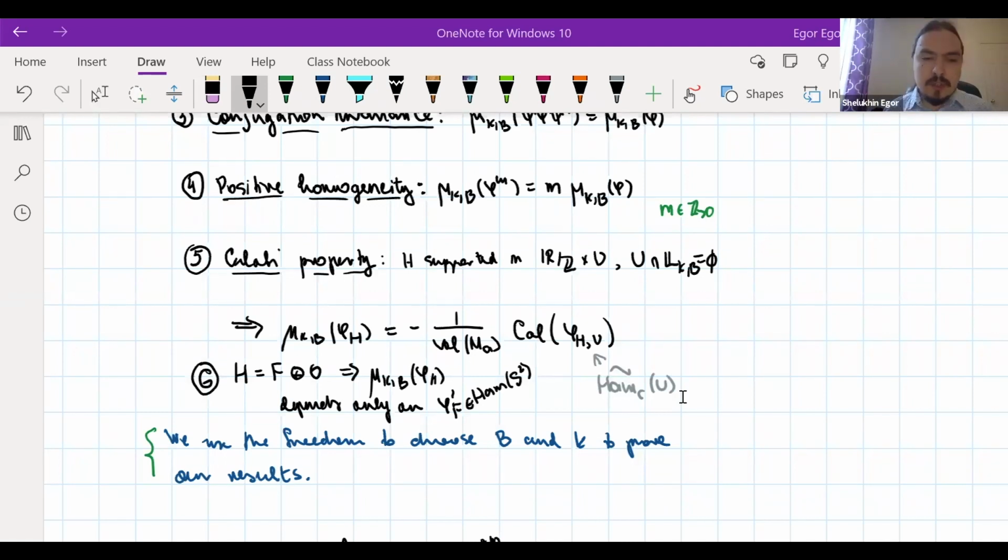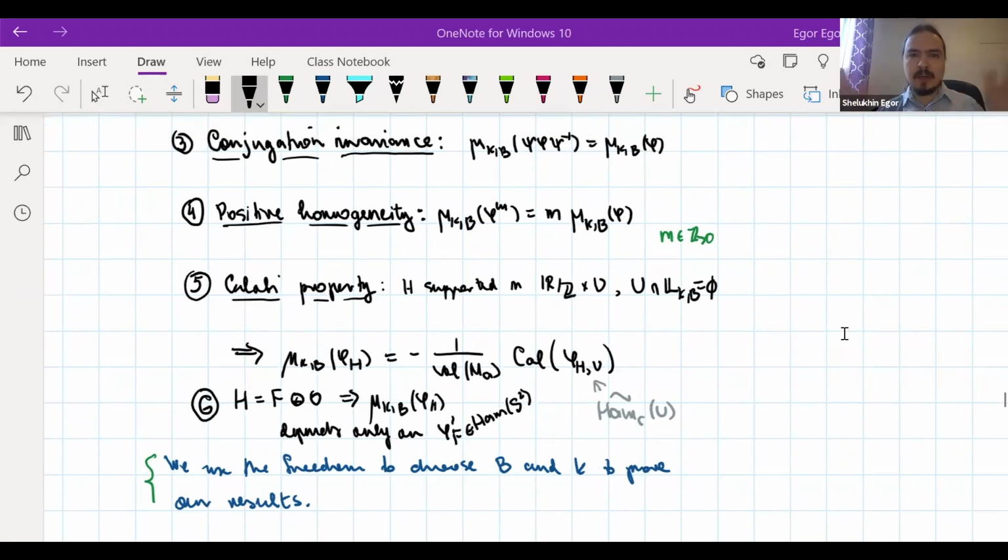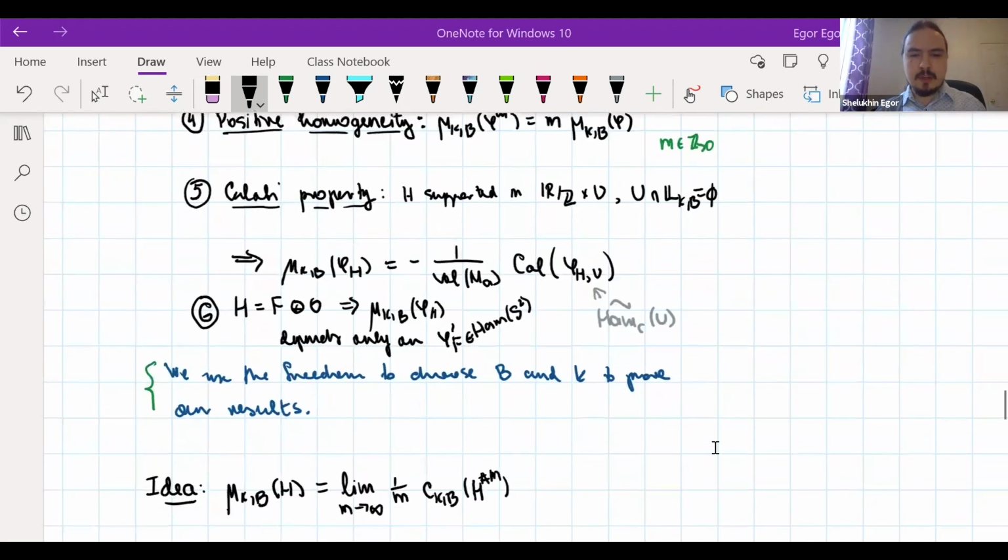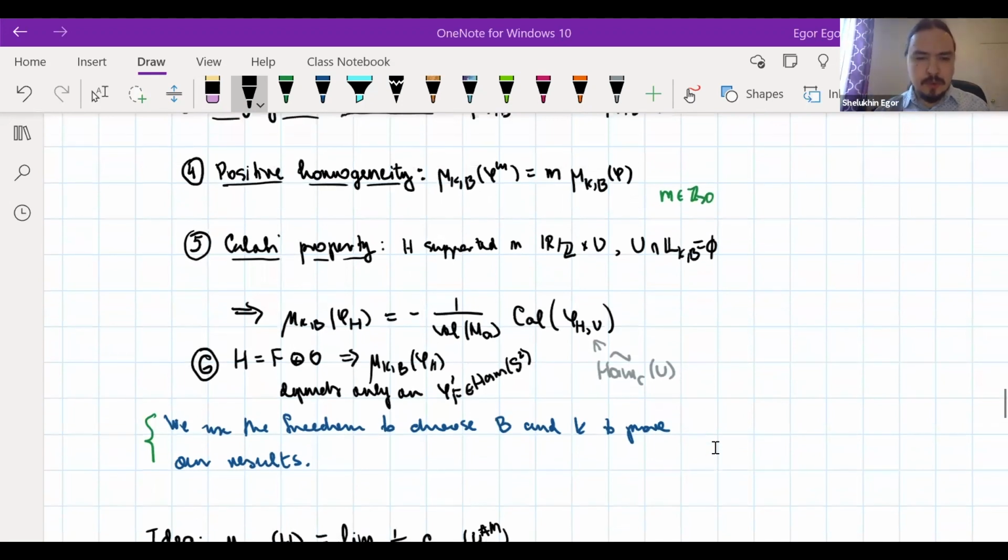So we use these properties as well as the freedom to choose B and K. We can make K as large as we want, and we can vary B. We can almost always take it pretty close to 1/2, and we can always vary it. So we use this to prove our results.